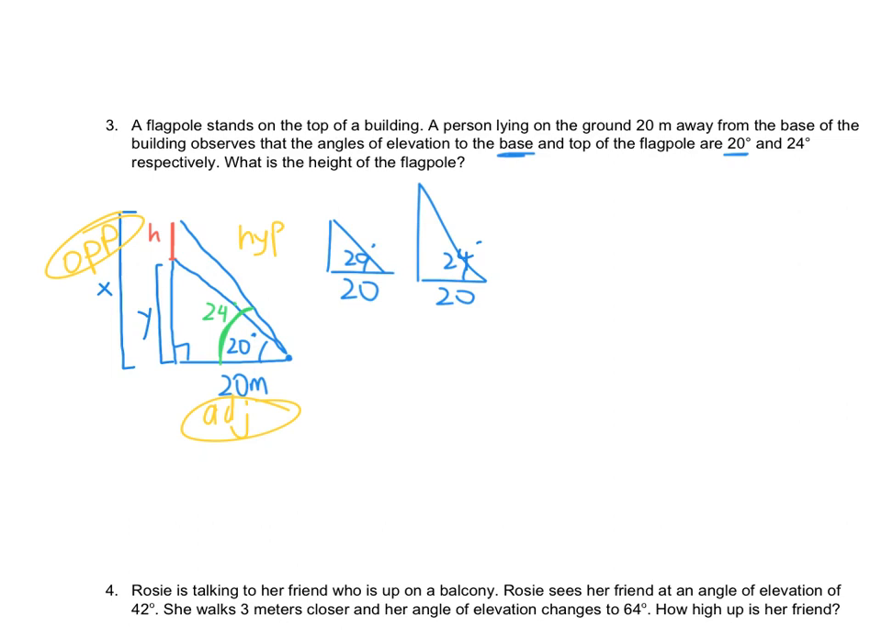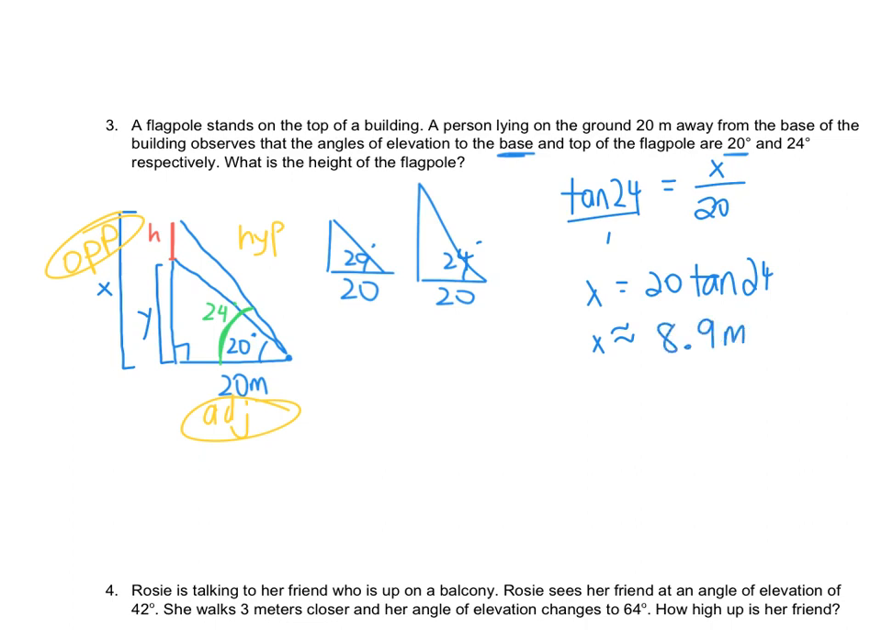So for x, we are in the big triangle. So we have tan 24 equals opposite over adjacent of 20. And then you can cross multiply. So 20 times tan 24. And you get approximately 8.9 meters.